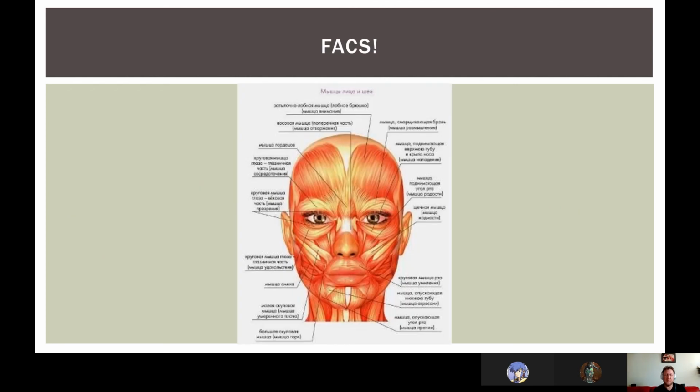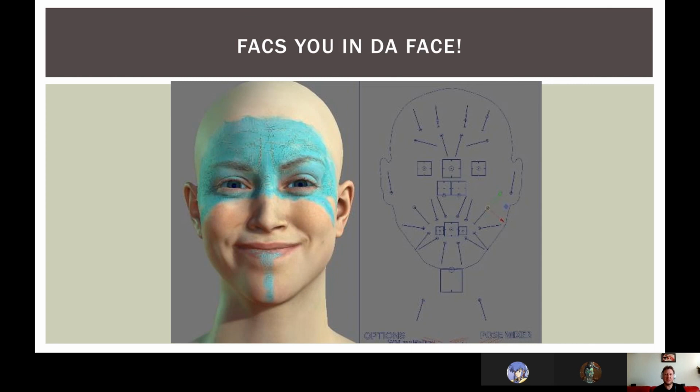So let me talk about FACS a bit. Facial Action Coding System. This is the anatomically correct representation of the facial muscles. And this is the face rig for the game character. And actually all these controls are representing the facial muscles.